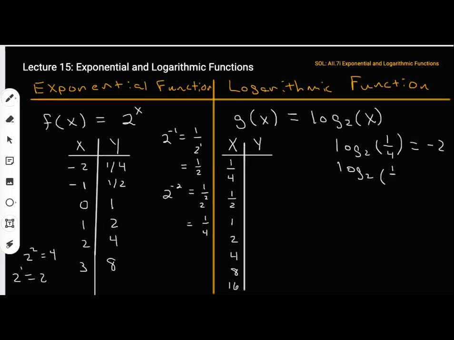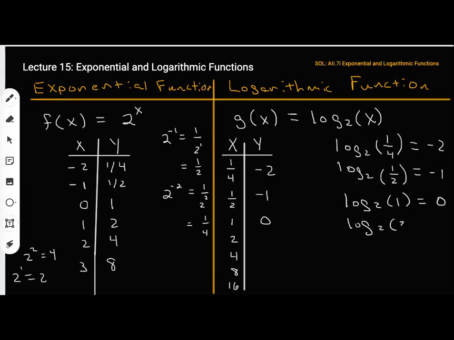And we'll keep on going like that. So that -2 is going to be my exponent. That's my y value. So next to 1/4, I'm going to put -2. So my first ordered pair is going to be 1/4, comma, -2. Now, as we keep on going down with the powers of 2, I'm going to do this kind of quick. So we're going to have -1 right here. Log base 2 of 1, that's going to be 0. So next to 1, I put a 0.